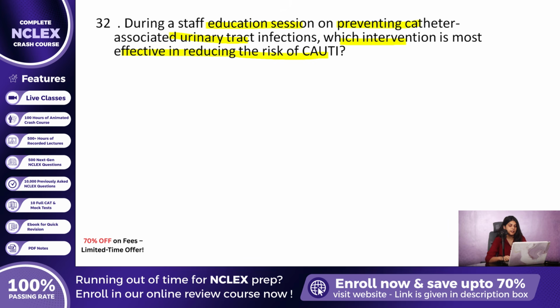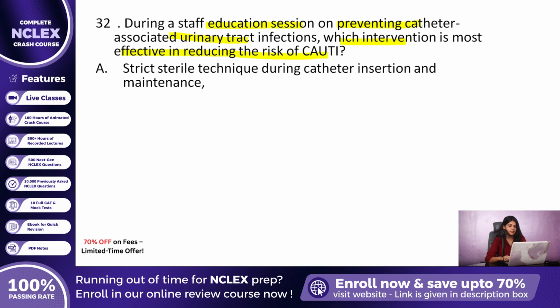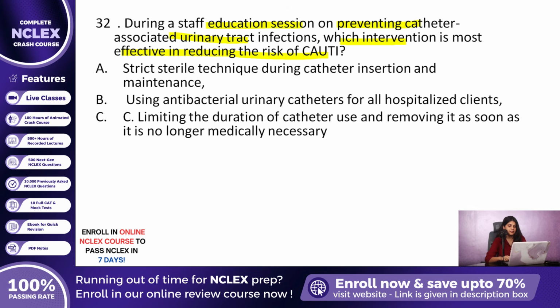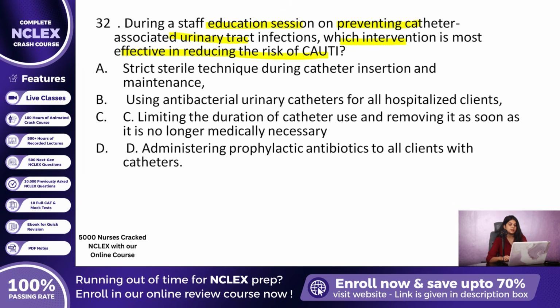The options are A. Strict sterile technique during catheter insertion and maintenance. B. Using antibacterial urinary catheters for all hospitalized clients. C. Limiting the duration of catheter use and removing it as soon as it is no longer medically necessary. Or D. Administering prophylactic antibiotics to all clients with catheters. The correct answer is option C.